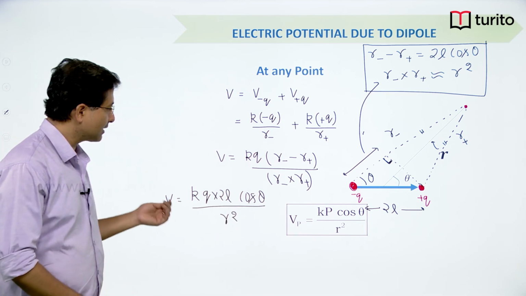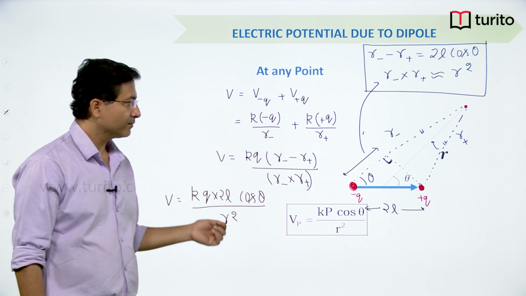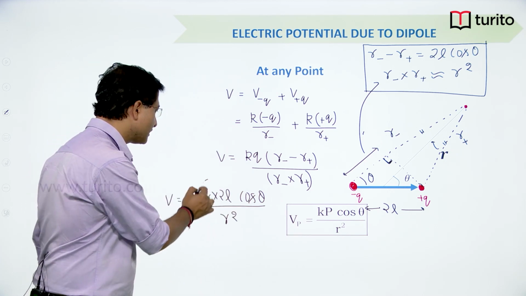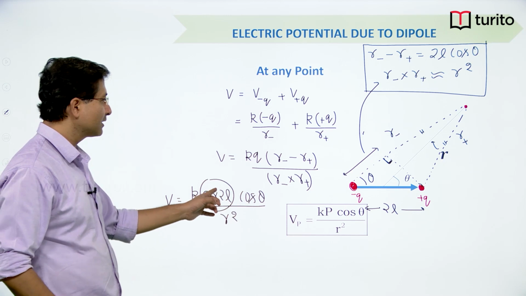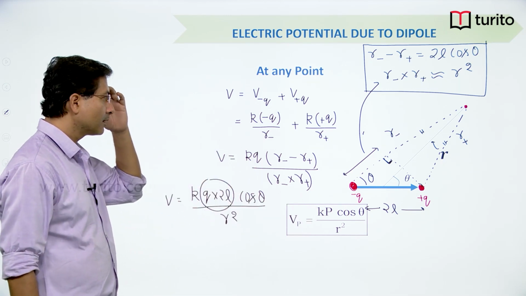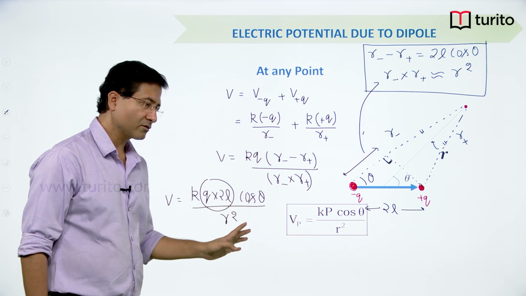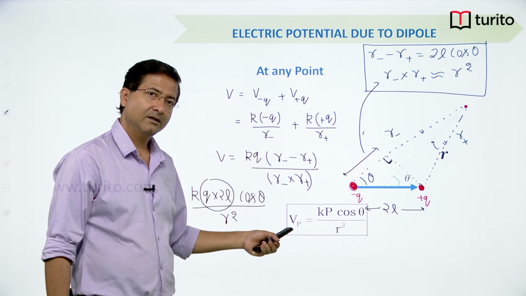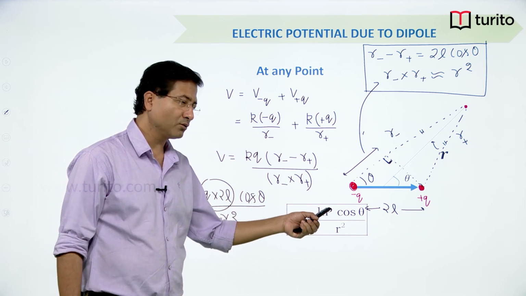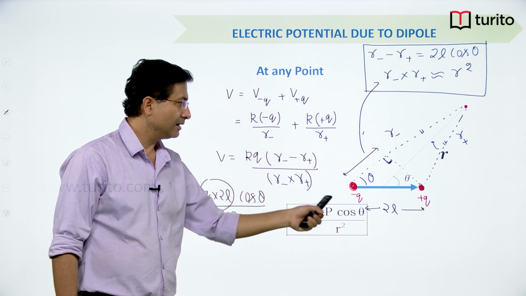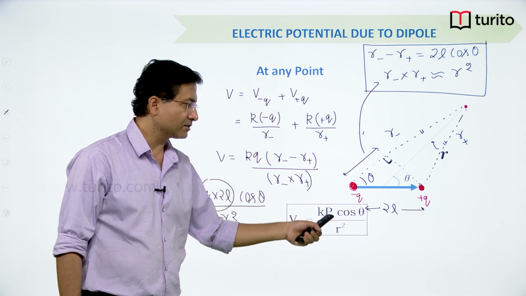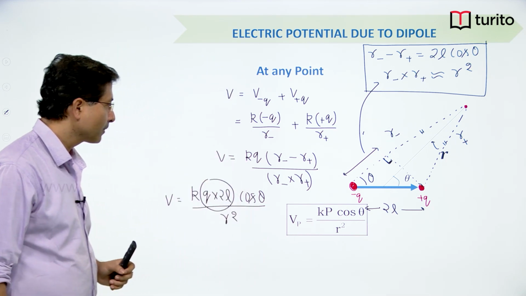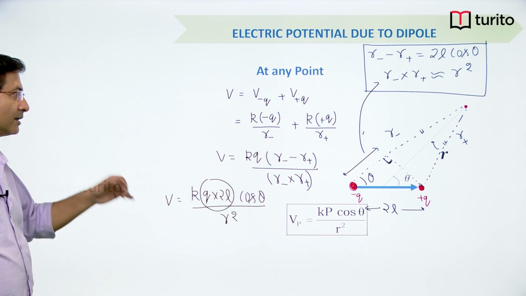And this I can write in terms of dipole moment. Charge into separation will give you dipole moment. So charge into separation, this is nothing but dipole moment. So it can be written P cos theta by R square. Now, dipole is a vector quantity. You are writing this P in magnitude. So everything written here is in magnitude form. Every vector which is written here is in magnitude form, right?